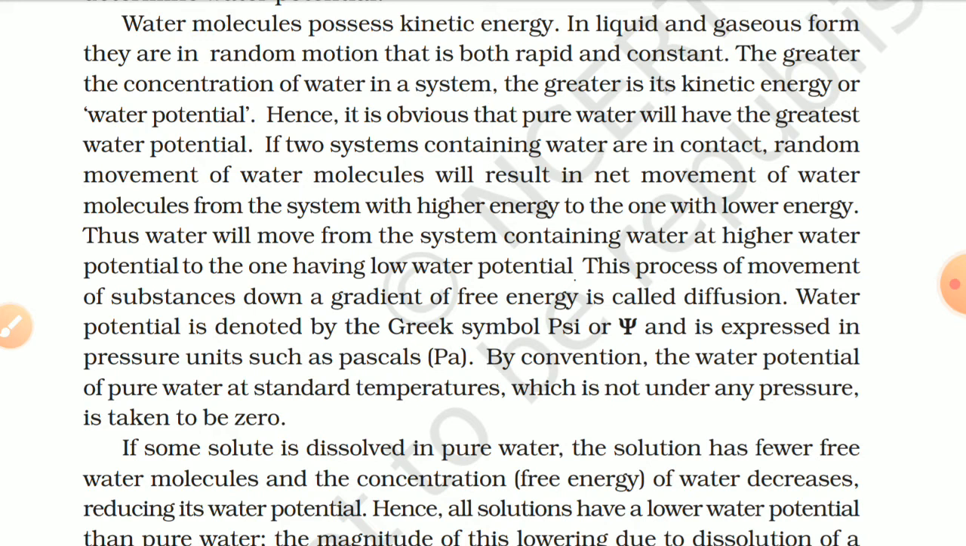The greater the concentration of water in a system, the greater is its kinetic energy or water potential. Hence, it is obvious that pure water will have the greatest water potential. If two systems containing water are in contact, random movement of water molecules will result in net movement of water molecules from the system with higher energy to the one with lower energy. Thus, water will move from the system containing water at higher water potential to the one having lower water potential. This process of movement of substances down a gradient of free energy is called diffusion.